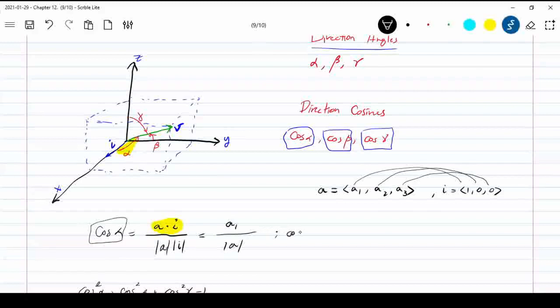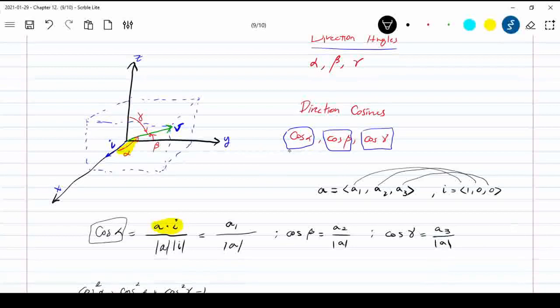Similarly, what would cosine beta be? It is the corresponding y component, which is A2, still divided by the magnitude. This is if you do the dot product of A with the j vector. And as well, cosine of gamma could be found by doing A3 divided by the magnitude of A.